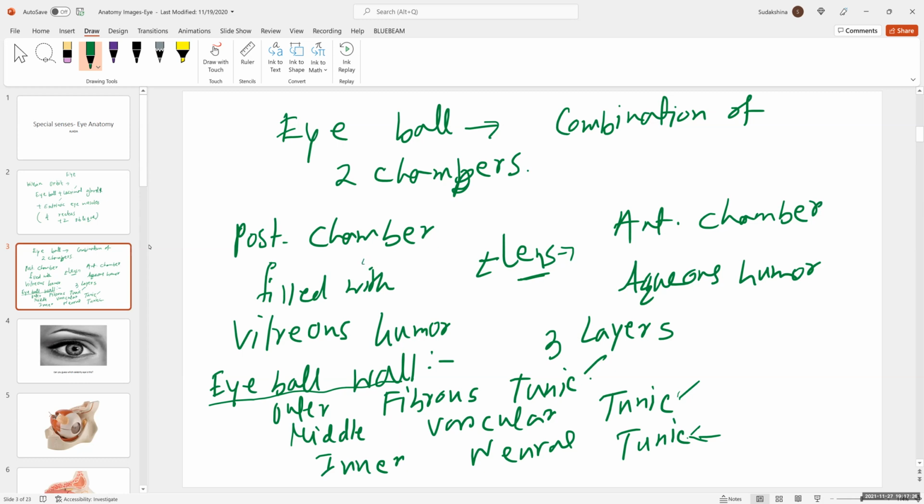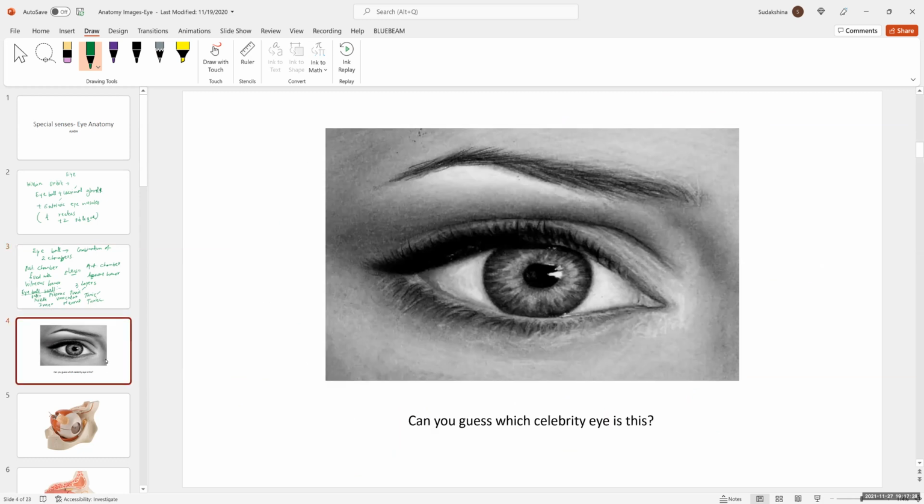Keeping this in mind, let's start with the accessory structures. Again, can you guess which celebrity eye this is? If you can, at the end, I'll give you the name.